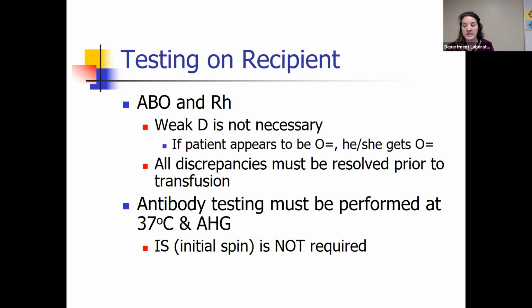Your antibody testing must be performed at 37 and AHG. A lot of facilities now, don't be surprised, are not doing initial spin testing. Why is that? What type of antibodies react at initial spin? IgM. They're really considered a nuisance in blood bank. A lot of clinical hospitals are only identifying those that are reacting at 37 and AHG, because that's what's going to react inside the patient.